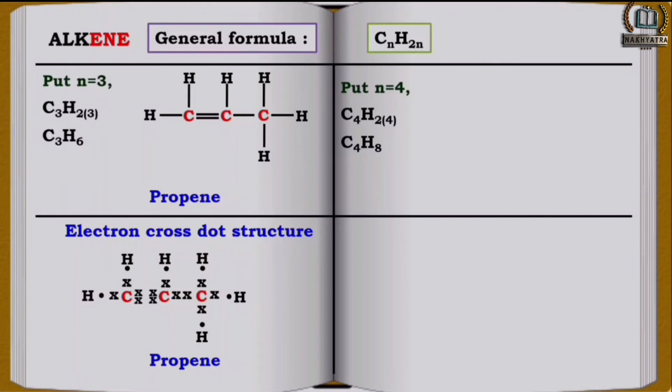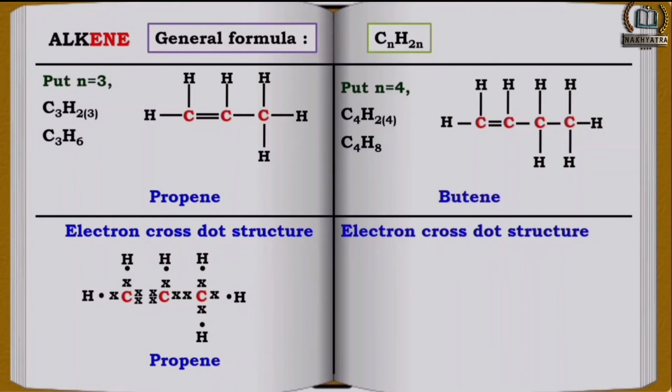Now put n equal to 4 in the formula, we will get C4H8. Okay, now this structure we will get butene. So the compound name is butene. This is the structure for butene. See the electron cross-dot structure for butene.